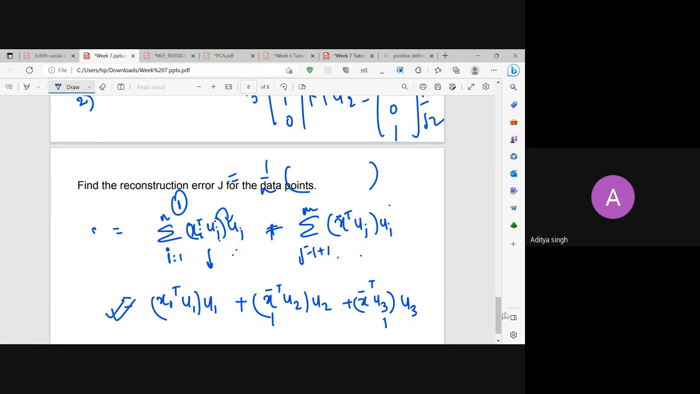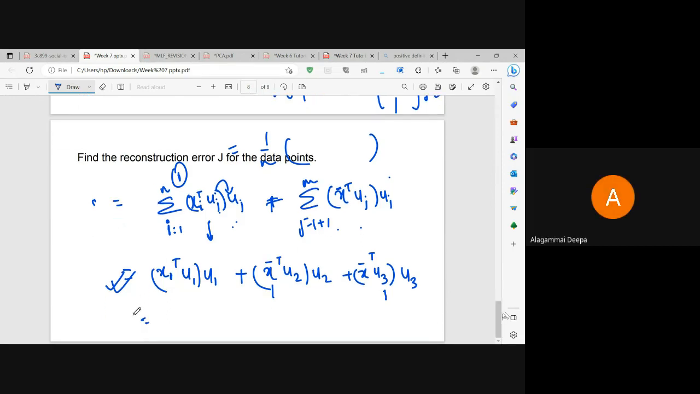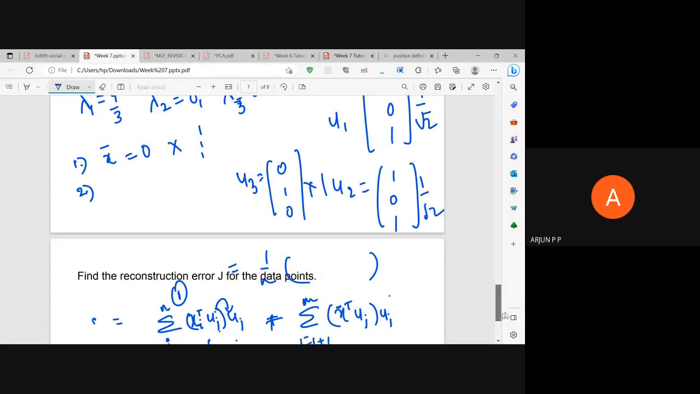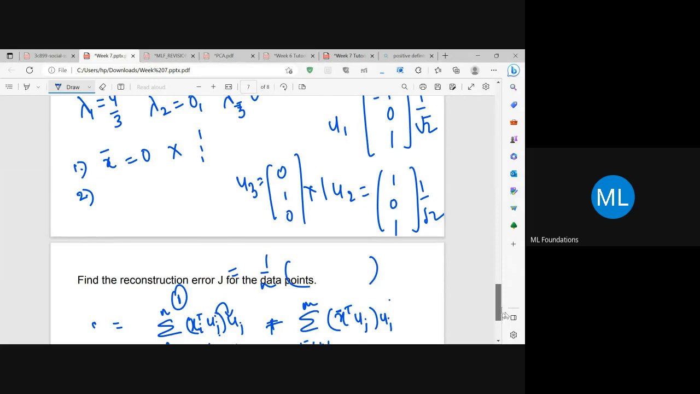Sir, actually my doubt is in the first term, x1 is the data point of the first set, and the remaining terms are the mean only. We have to transpose the mean. Yeah, this is mean only. Okay, sir, I guess this is clear. If you have any doubt further, you can just mail me or message me, whatever you want to.